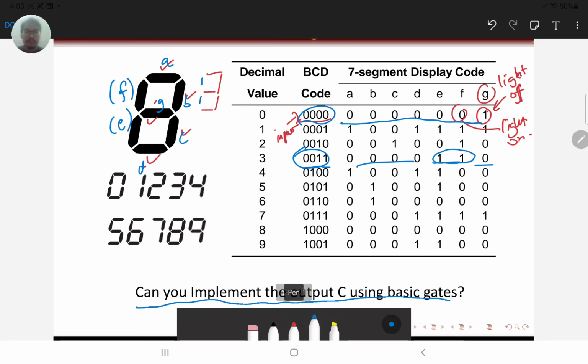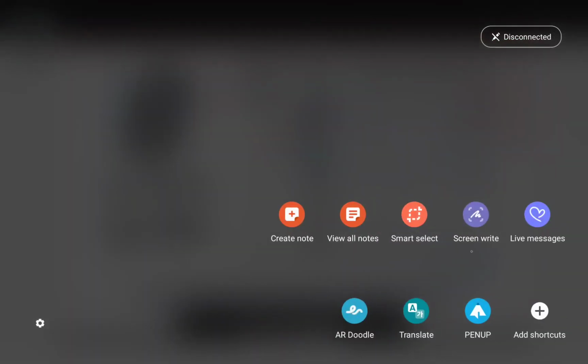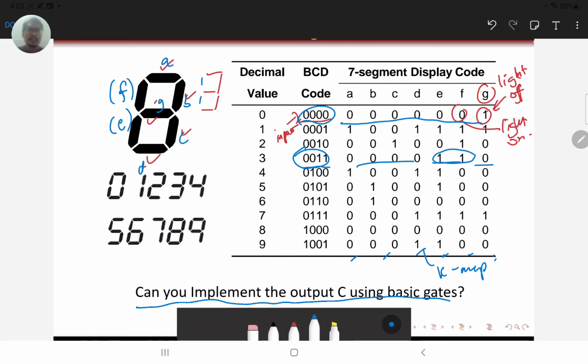Can you implement each of the output using logic gates? So we can put it into a K-map, for example. How many K-maps are we going to have? We're going to have 7 K-maps, for each one of these.